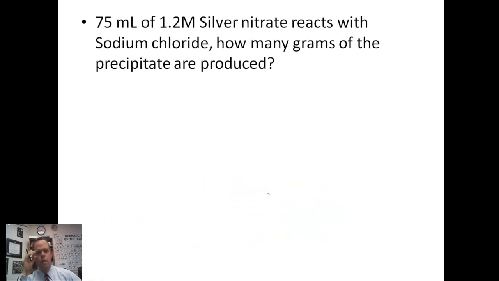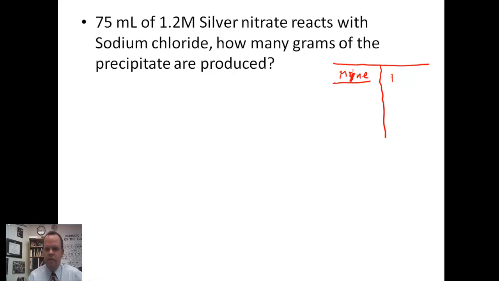Now, this is another problem dealing with stoichiometry with molarity. What I would like to see you do here, I'm going to look for this in your notes tomorrow. I would like you to set up your paper with 2 columns. So make 1 column with your attempt and 1 column with my attempt.